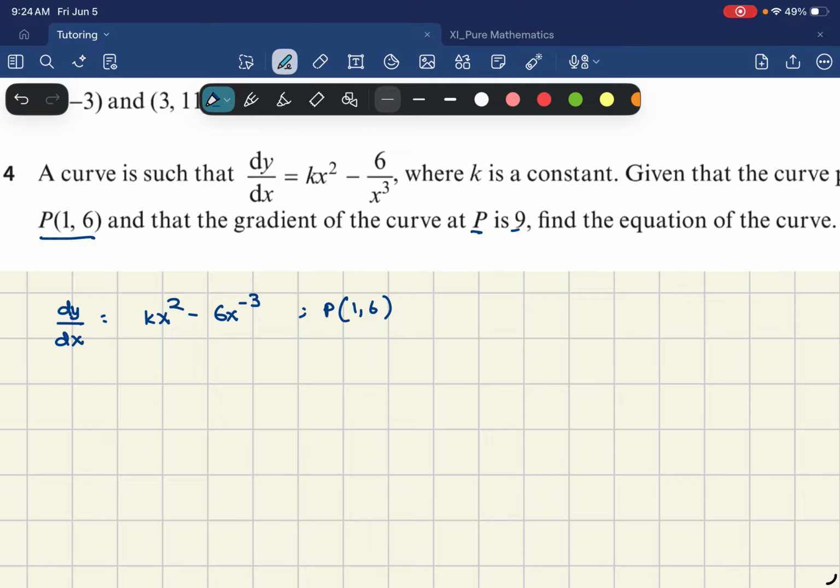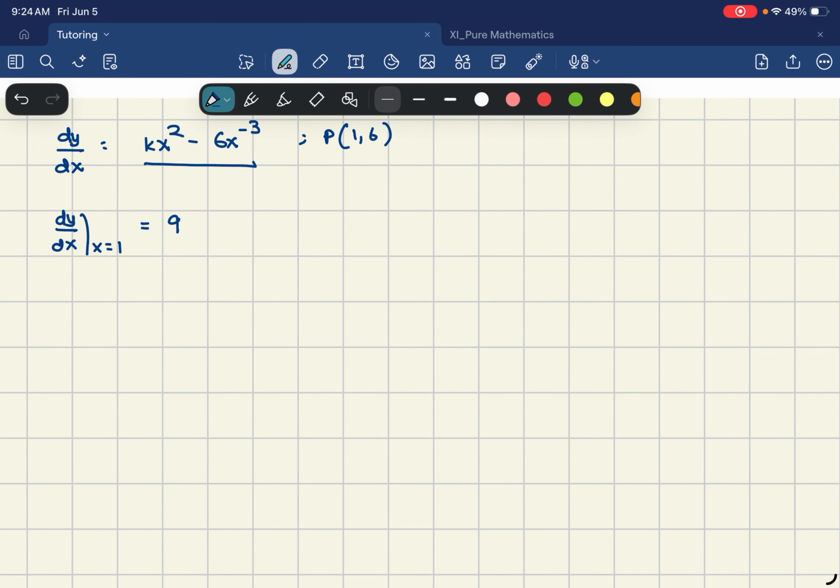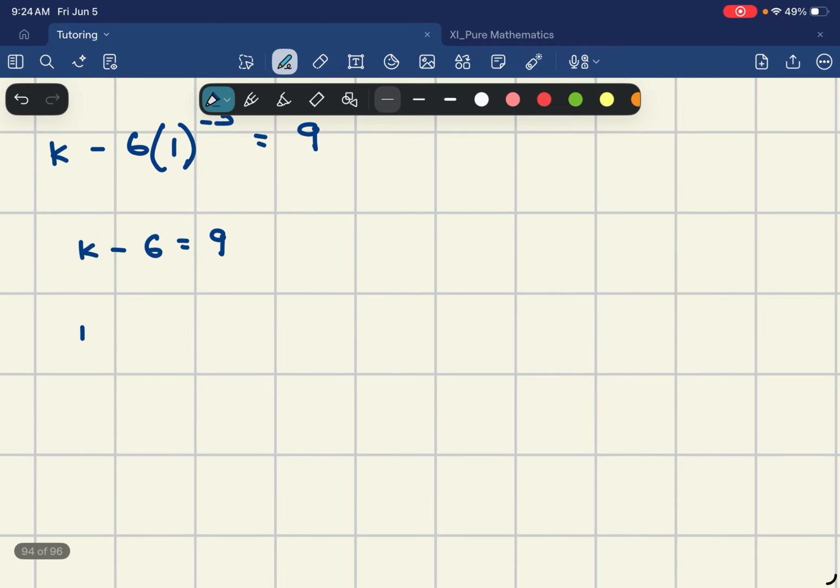Remember, dy by dx at a particular value of x gives us the gradient. So I can solve dy by dx at the point P. At point P, the x coordinate is 1. At x is equal to 1, it is given to be 9. So substitute 1 into dy by dx. So I'm going to get k minus 6 times 1 to the power negative 3 is equal to 9. And 1 to the power negative 3 is just 1. So k minus 6 is 9. And k, you have solved it immediately, is 15.